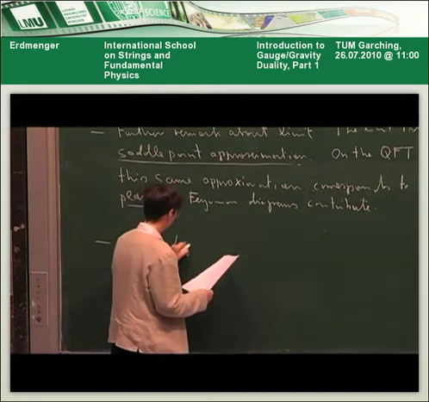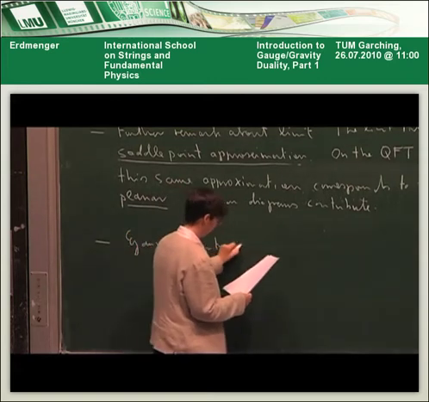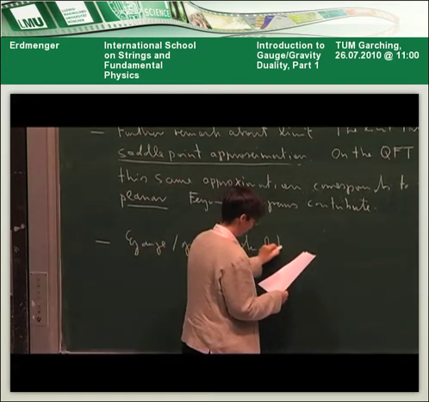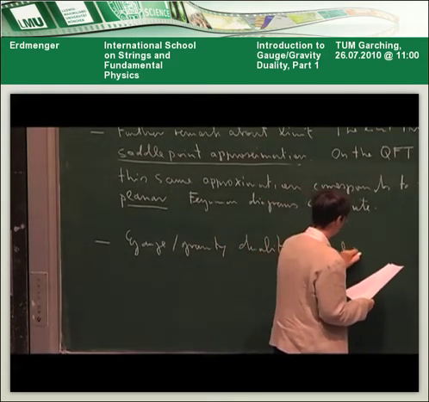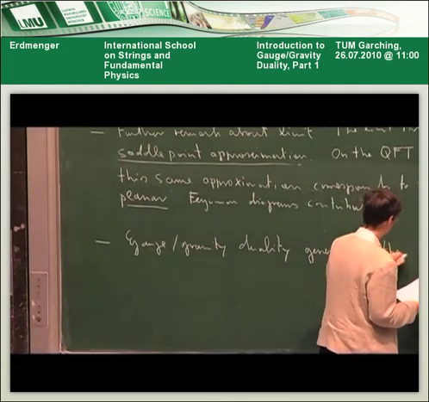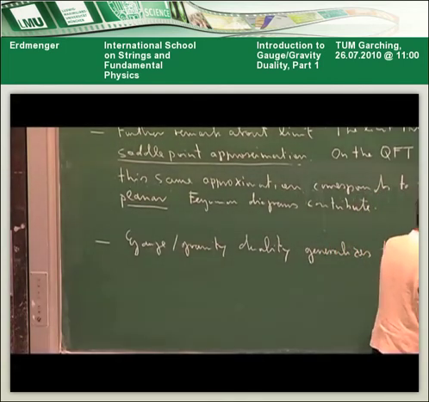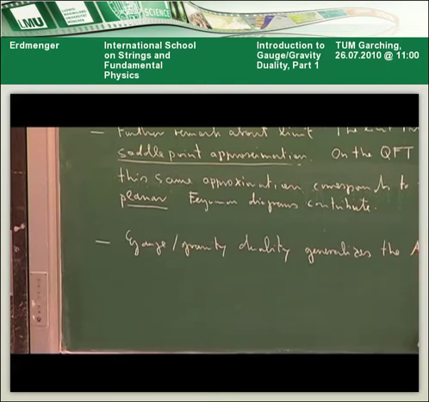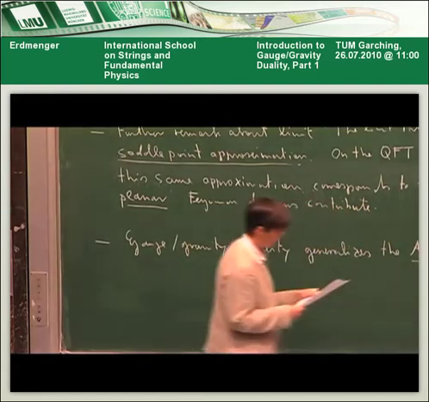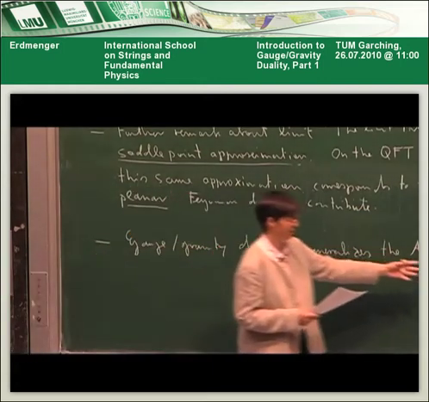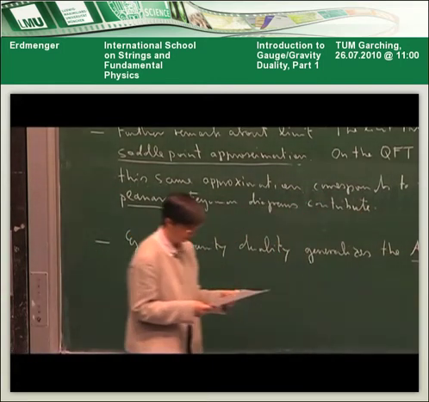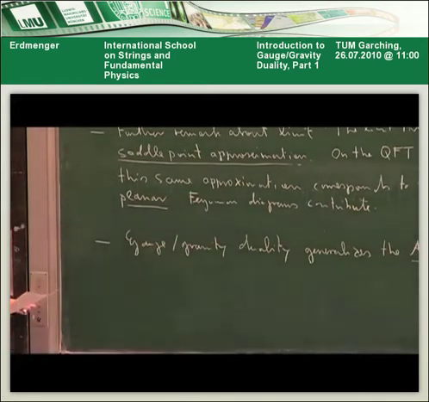So gauge-gravity duality generalizes the so-called ADS-CFT correspondence. And if I want to explain to you what gauge-gravity duality is, I should take this best understood example, which is the ADS-CFT correspondence, and explain to you what it actually means.